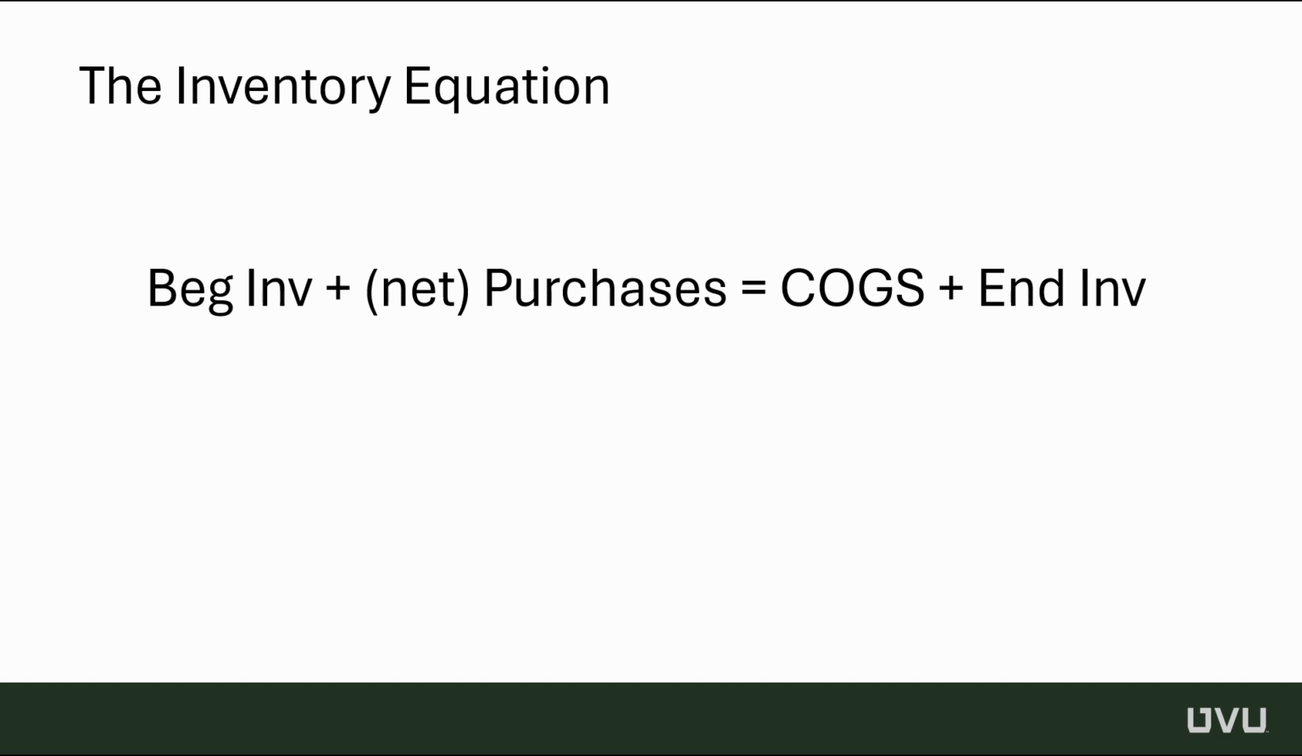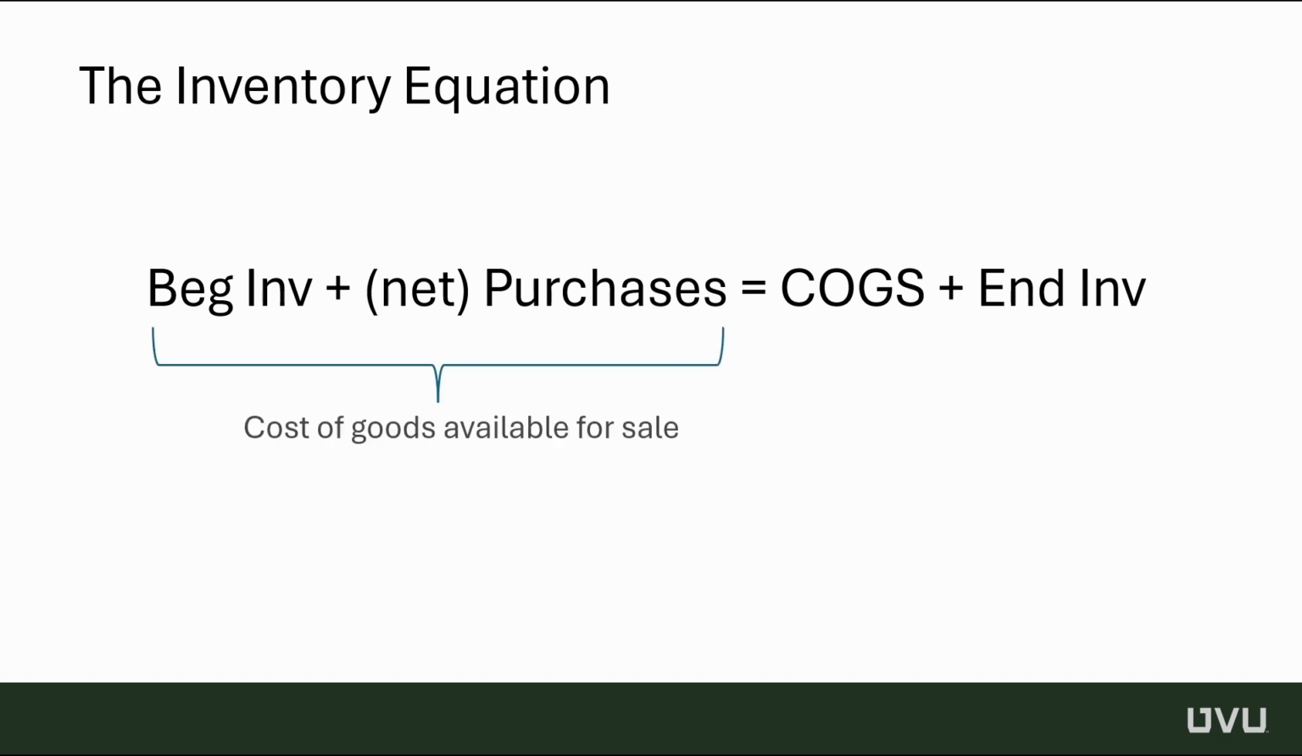Let's first consider the left-hand side of that equation, or beginning inventory plus purchases. This is referred to as goods available for sale, or if we're putting a dollar amount to it, the cost of goods available for sale. In other words, what you started the period with, plus what you added to it via purchases, must be equal to what you sold during the period plus what you are left with in ending inventory.